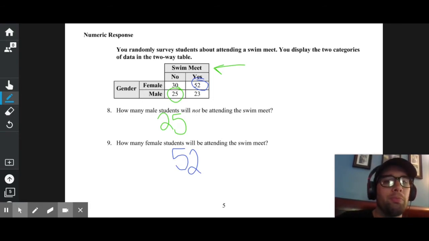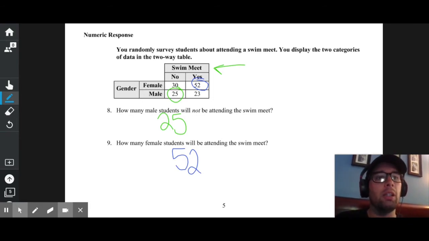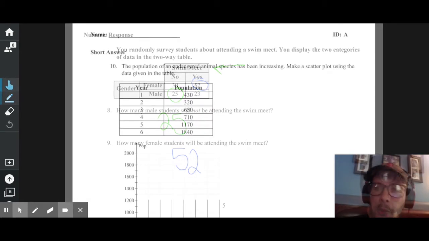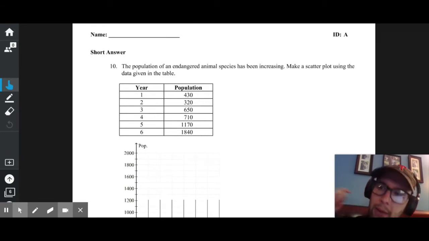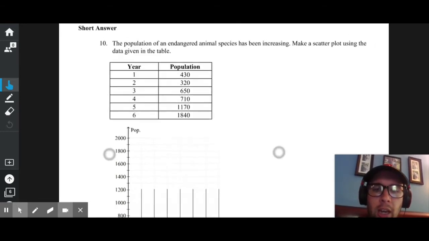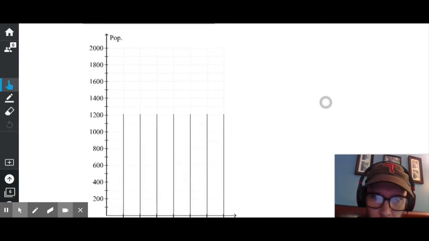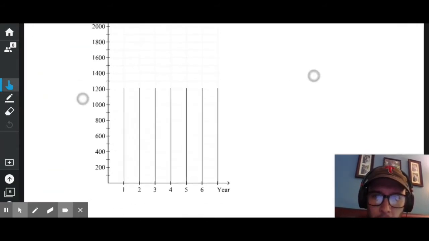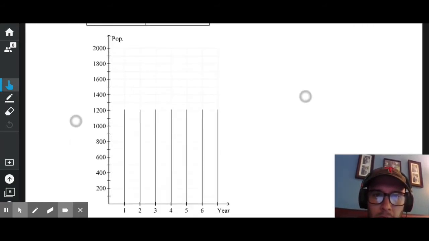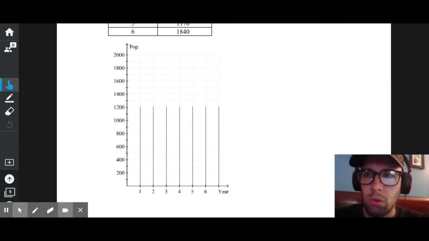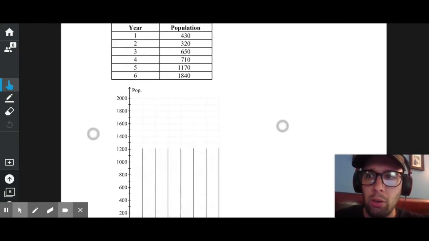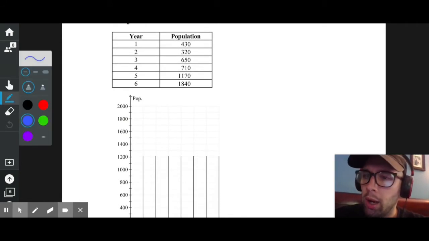So it's funny. The last problem was challenging. This problem was very easy. That's what you get when you have two-way tables. So here in problem 10, we are given a bunch of information. We are asked to graph that on this scatter plot. Now, the scatter plot does not look pretty, just the way it translated into this computer thing that I'm doing. So I'm going to do the best that I can with what I have.